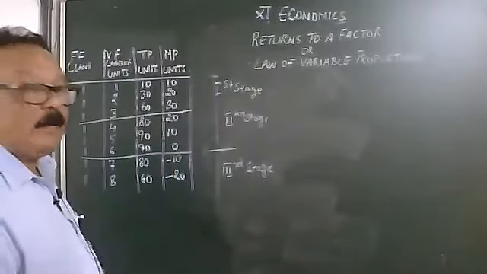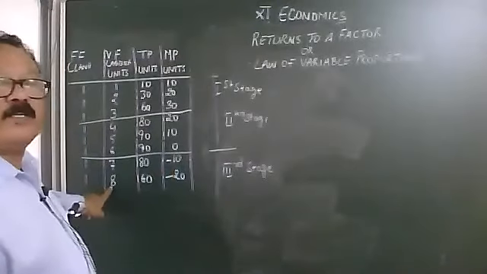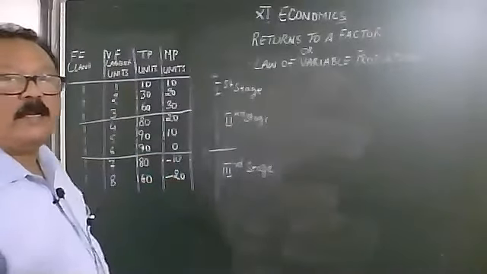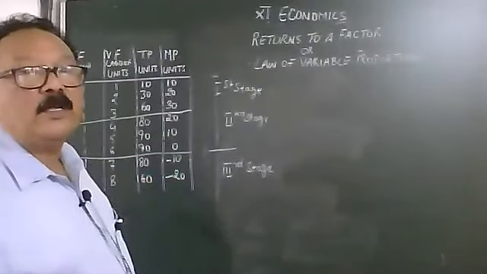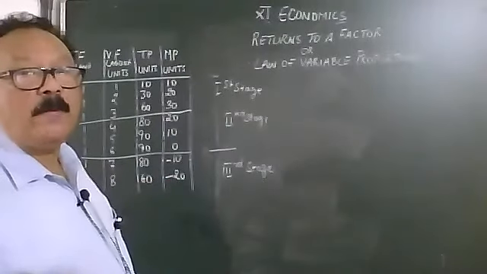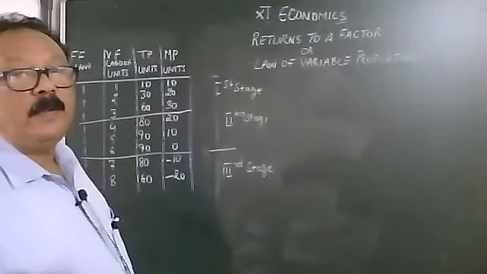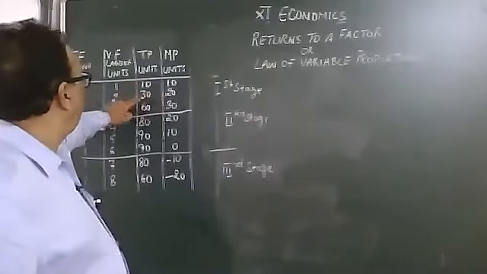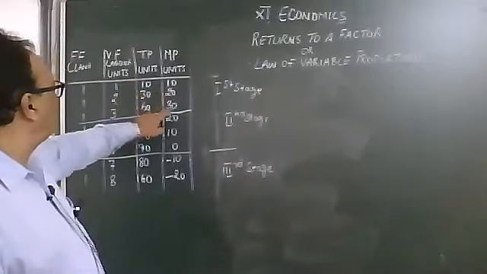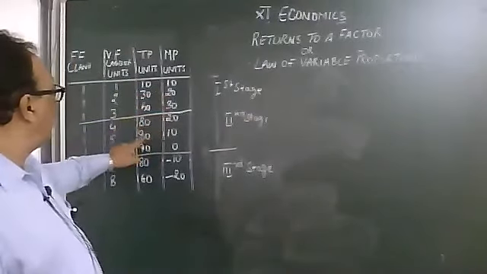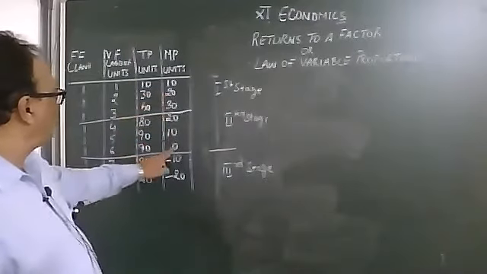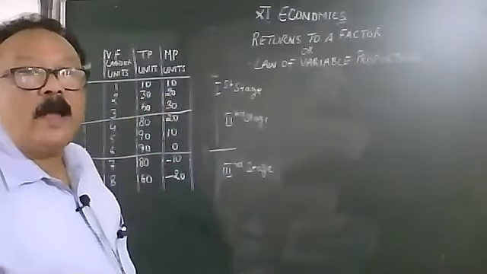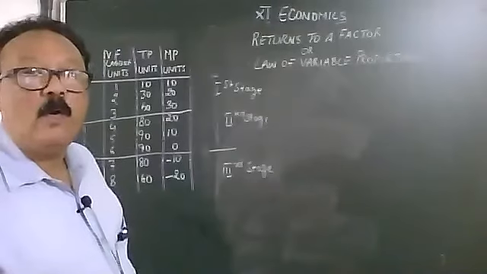Then what do we see? When the 7th and the 8th laborer is put in, instead of getting any positive, we will get into negative, minus 10 and minus 20. And you know how to calculate MP, no? TP n minus TP n minus 1. So 10, 30 minus 10 is 20, 60 minus 30 is 30, 80 minus 60 is 20, 90 minus 80 is 10, 90 minus 90 is 0. What was the formula I had given you? MP is equal to TP n minus TP n minus 1. That was the formula.